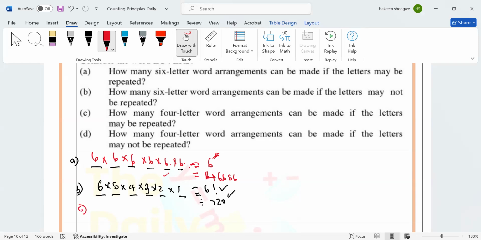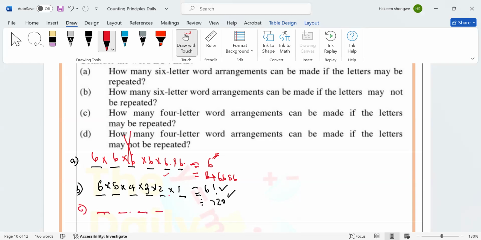Especially with physical objects, you'll see it with people. When you're arranging 6 people and you have 6 positions, then it is going to be factorial, because you can't repeat people. Those are physical objects. Unless you can clone people.